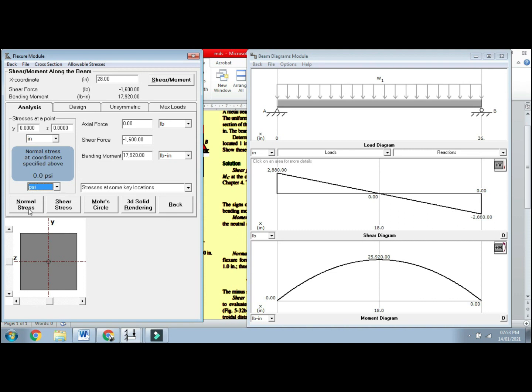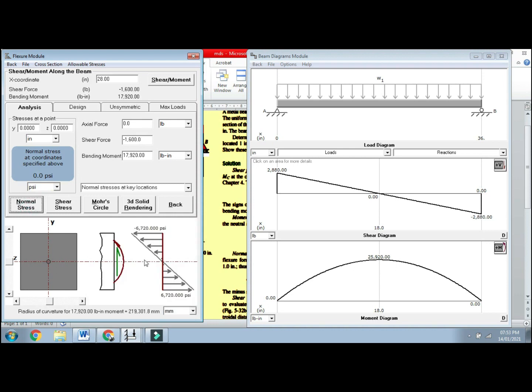We want basically our normal stress. This is the max bending stress, 6,720 pound-inches. Okay, it comes out. But see, the normal stress is 0. Why? Just a reminder, because this is the point of the neutral axis, and at the neutral axis the bending stress is going to be 0, but we have to move a bit up.